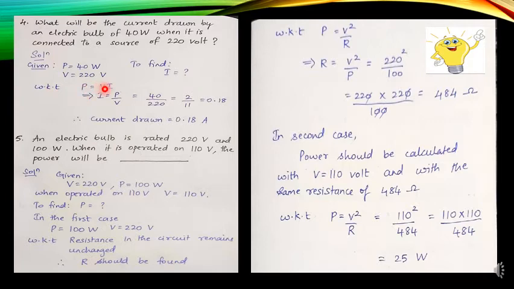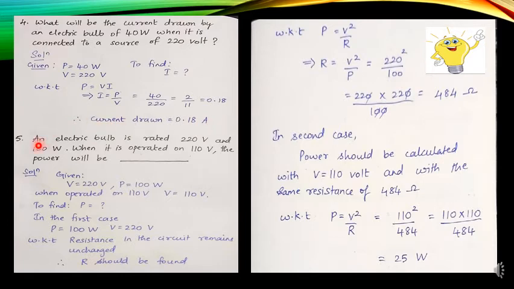We know that P is equal to VI, isn't it? So now in this problem they are asking you to find current. So modify this formula in such a way that I goes to LHS. So I is equal to P divided by V. What is the value of P? P is 40 and V is 220. So it is going to be 40 divided by 220. And when you simplify this, it is going to be 2 divided by 11. And the value of 2 divided by 11 is 0.18. Therefore, the current drawn is 0.18 ampere. Don't forget to write the SI unit. Hope you all understood this problem.